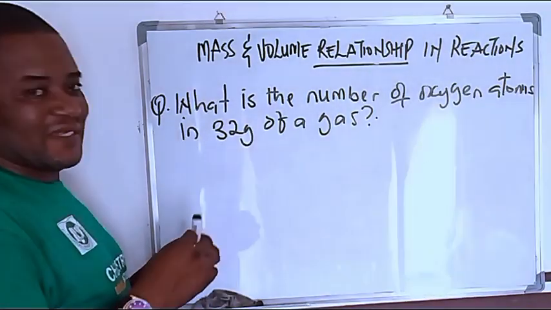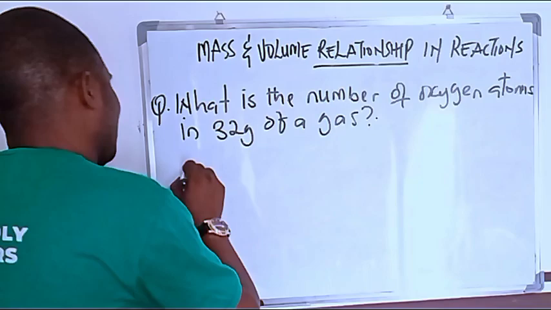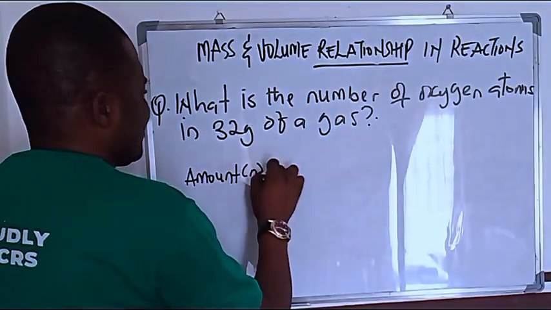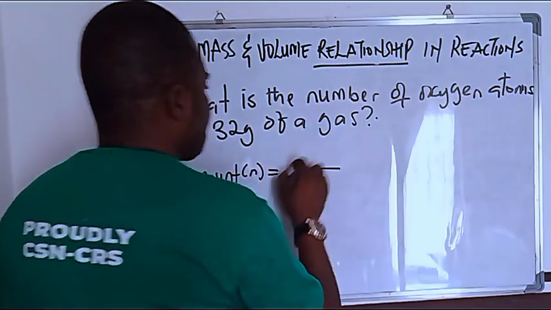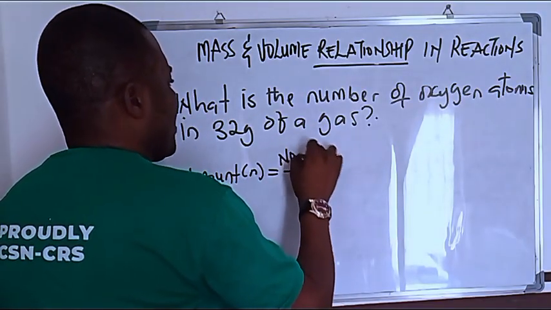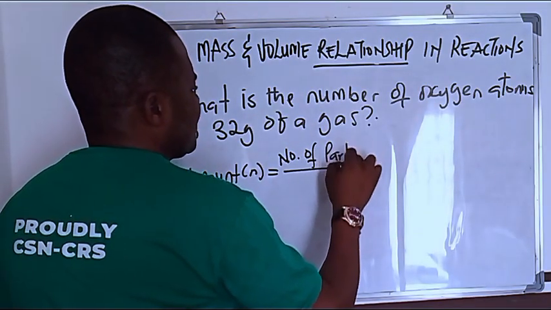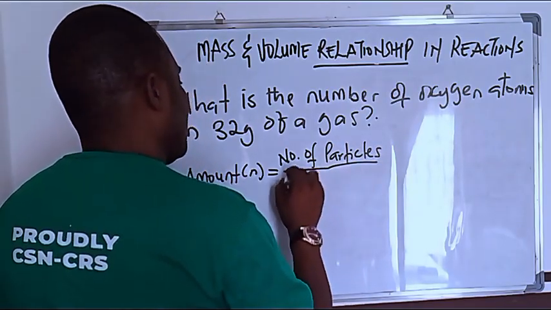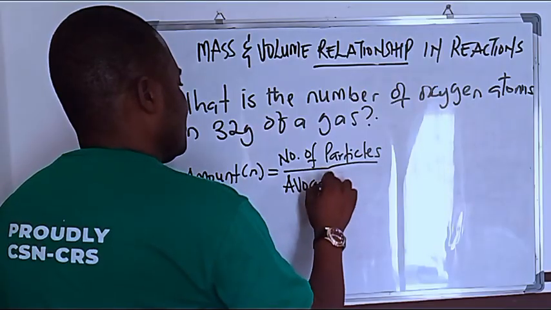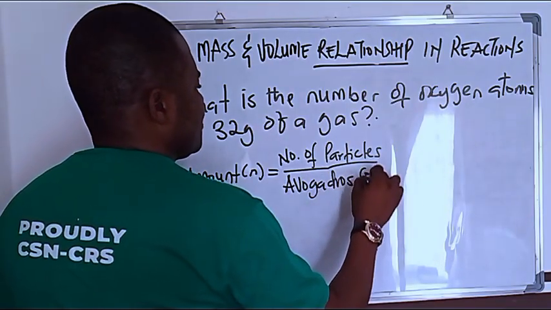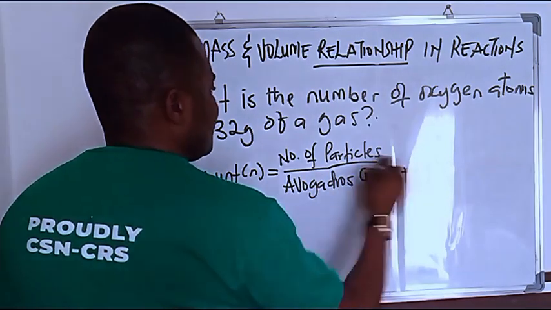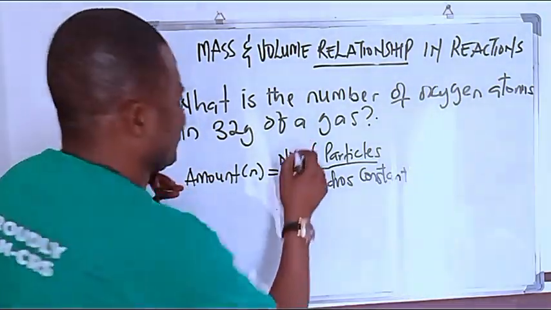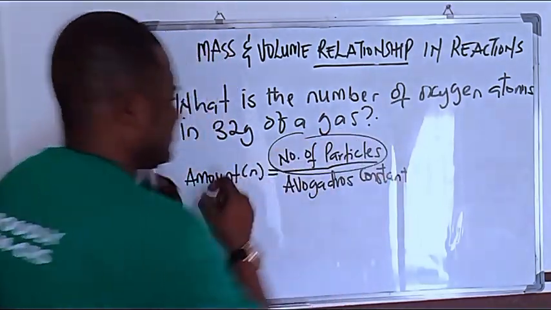And that equation will simply be described in this form where we have amount, n, is defined as the number of particles all over Avogadro's constant. Avogadro's constant. Okay. Now, this is the formula that will allow you to calculate for this.